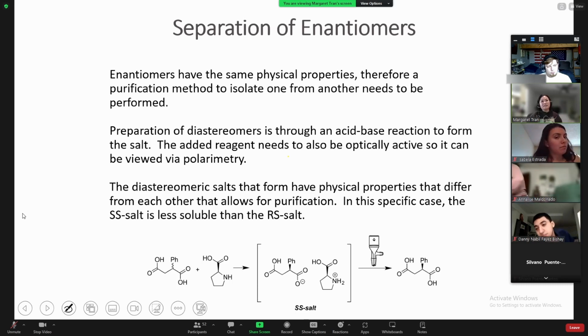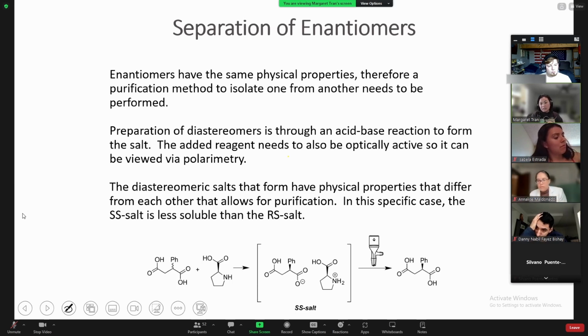So IR is the same, melting point's the same, boiling point's the same, right? Solubility is the same. Everything is the same. So if you have everything the same, there's no way to actually physically separate things out, right? We have to have some kind of differences in order to separate compounds. And that's why we're going to go ahead and treat it with an acid base, right? In order to form that diastereomeric salt.